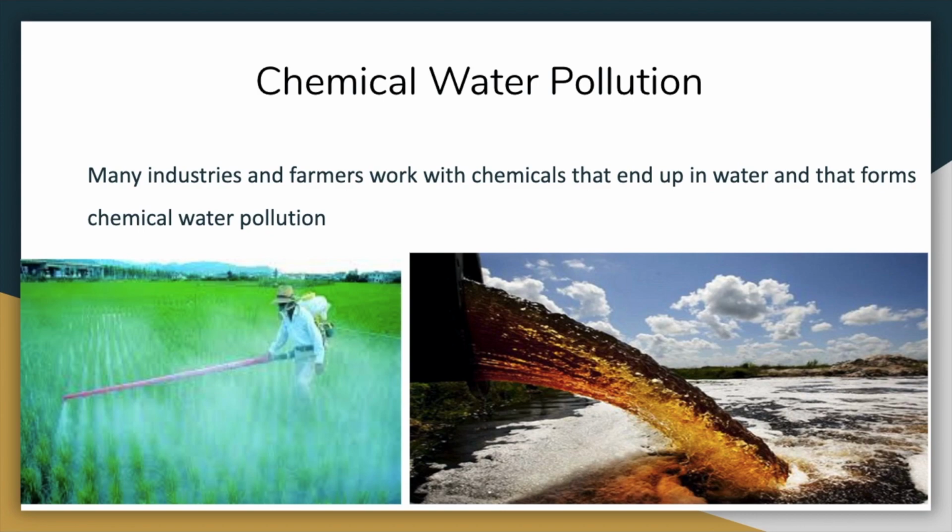Chemical water pollution. Many industries and farmers work with chemicals that end up in the water. This is common with point source pollution. These include chemicals that are used to control weeds, insects, and pests. Metals and solvents from industries can pollute water bodies. These are poisonous to many forms of aquatic life and may slow their development, make them infertile, and kill them.